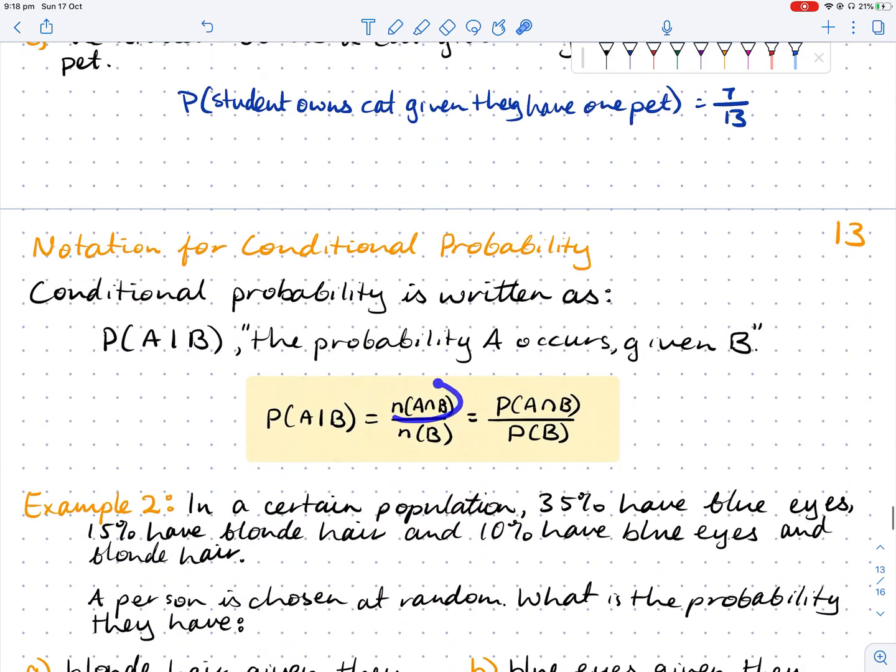And so you can see here A intersection B. So N for number, the number of items in the overlap over the number of items in B. Remember we said given B, which means that B's already occurred, so we're focused on just the people who were in the B circle of your Venn diagram. Now another way we could write this is rather than looking at the number of items, we can write it as probability: the probability of getting the overlap over the probability of having B occur. So that's another way that we can write out this equation.